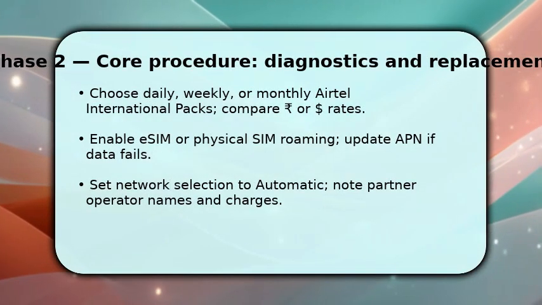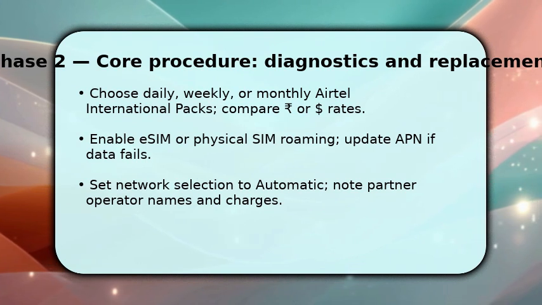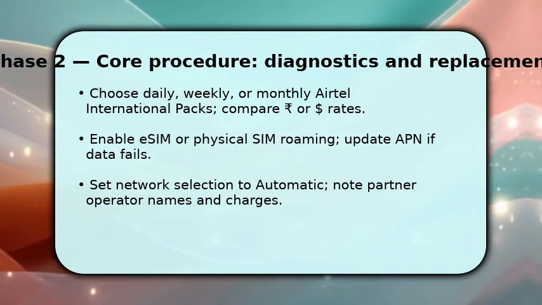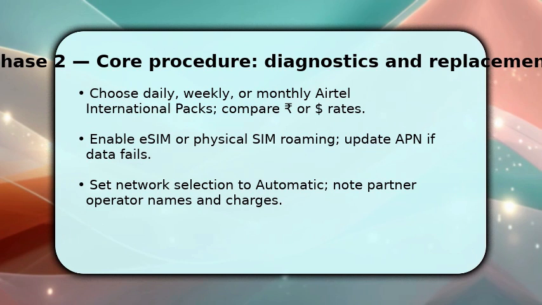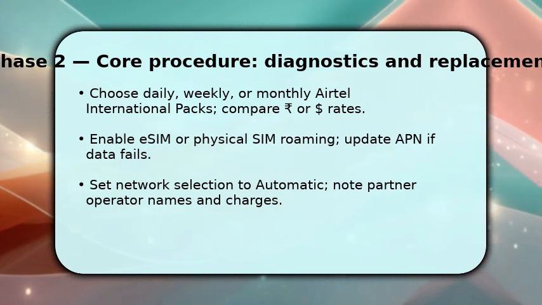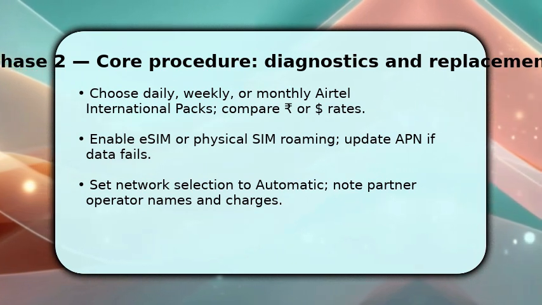Next, pick the pack that matches your travel length and data needs because cost scales fast. Daily passes suit short trips while monthly packs reduce per day rates. Once purchased, install the eSIM profile or confirm physical SIM provisioning if required. This is why you restarted earlier.